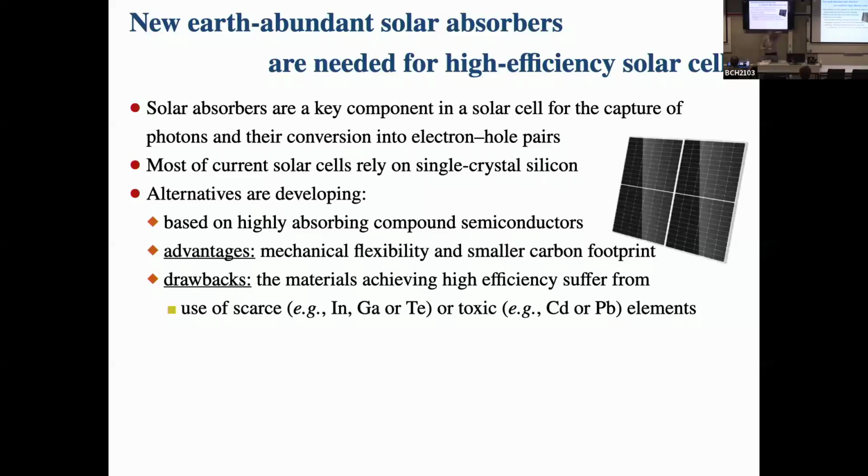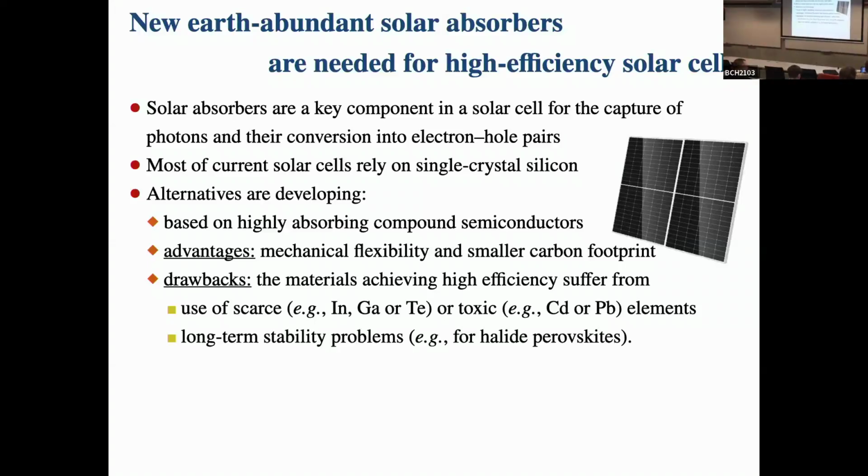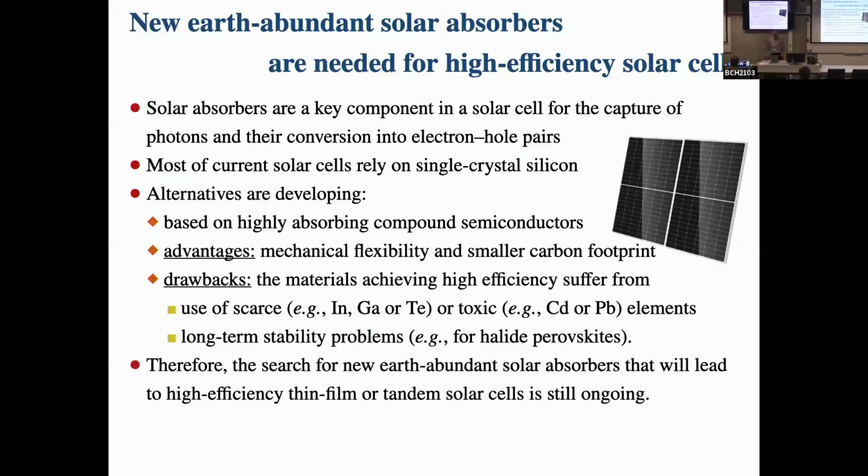There's often indium, gallium, tellurium there, or sometimes toxicity of the elements, so lead or cadmium can be used, cadmium telluride, for instance. And there is also a long-term stability problem. For the moment, the hype is using halide perovskites, and these halide perovskites have problems in terms of stability. And so we're still looking for Earth-abundant solar absorbers that have high efficiency, either as thin films or in tandem cells, meaning that you have one material at the top with a small gap, and then another one down with a larger gap.